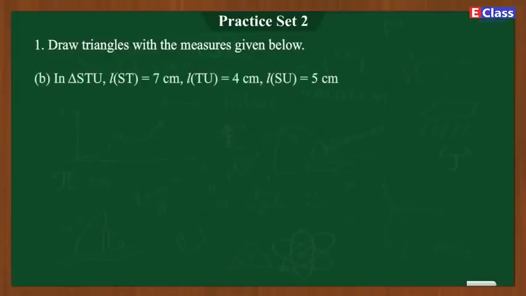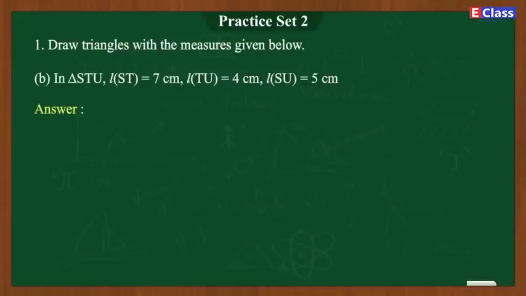B. In triangle STU, length of ST is equal to 7 centimeters. Length of TU is equal to 4 centimeters. Length of SU is equal to 5 centimeters.